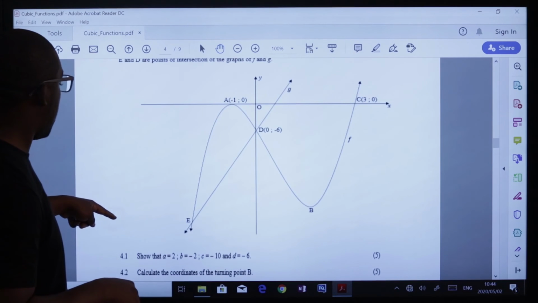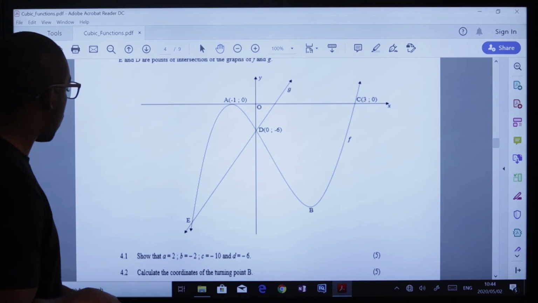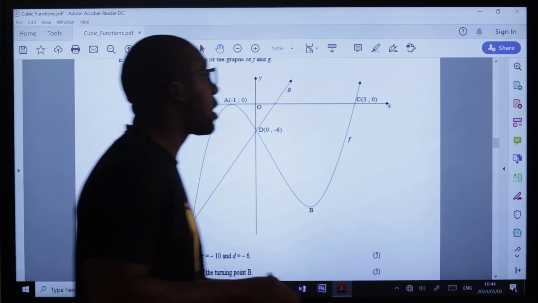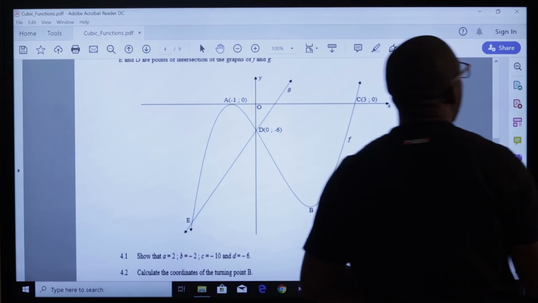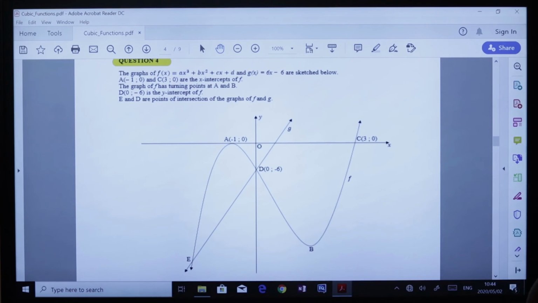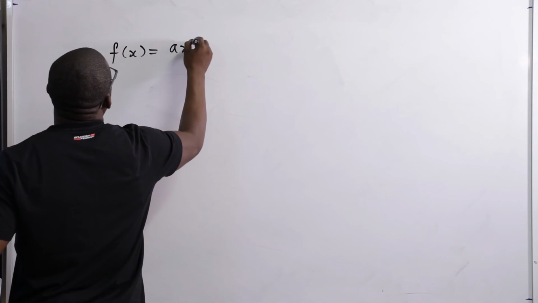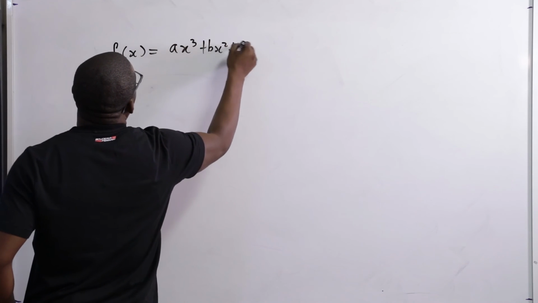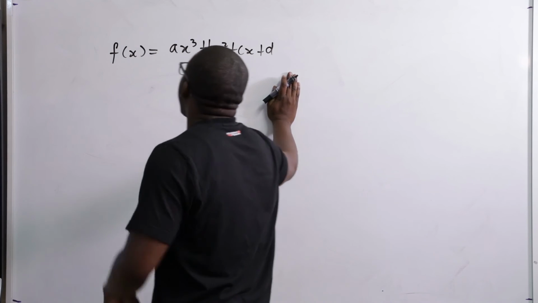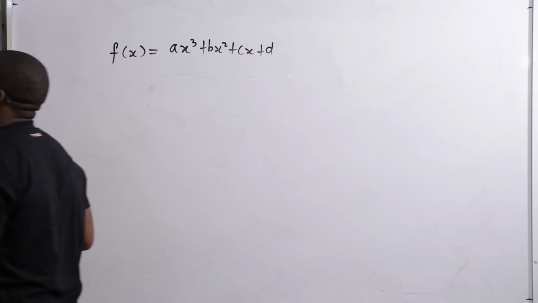In the first instance, they want us to show that a is equal to 2, b is equal to minus 2, c is equal to minus 10, and d is minus 6. How do we do that? We have two x-intercepts. One is repeated. So f of x, which they're saying is ax cubed plus bx squared plus cx plus d. This is the standard form. We need to adapt the standard form to the information that we're given. What information are we given?